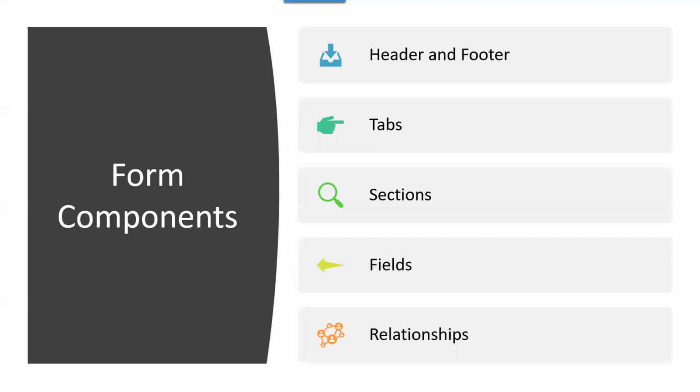So 5 components to the form. We have a header and a footer. We have tabs. Tabs contain sections. Sections contain fields. And then we have the related relationships that are on what looks like a tab at the very top.